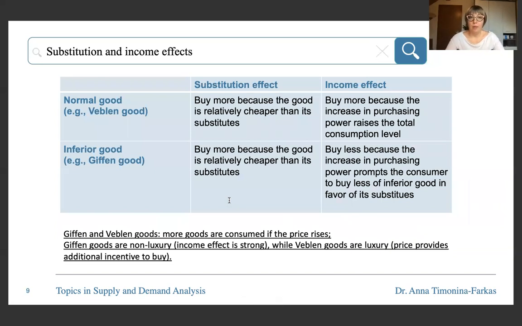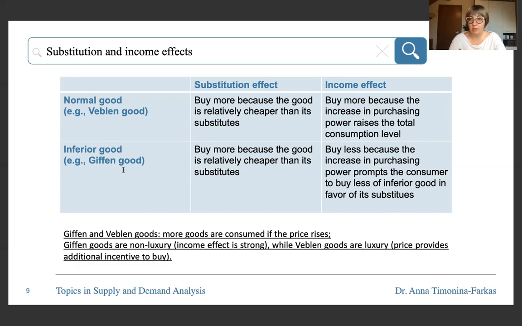Now, it is very important to remember what are normal and what are inferior goods and to what they correspond. Normal goods and inferior goods tell us about the income effect. As you remember, if the income rises and one tends to purchase more of a good, it means that we're talking about normal goods. At the same time, if income rises, but one tends to purchase less of this good, it tells us about inferior goods.